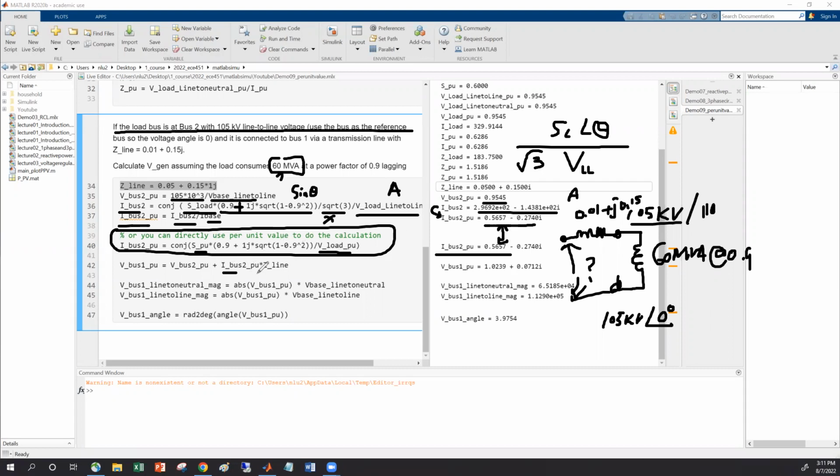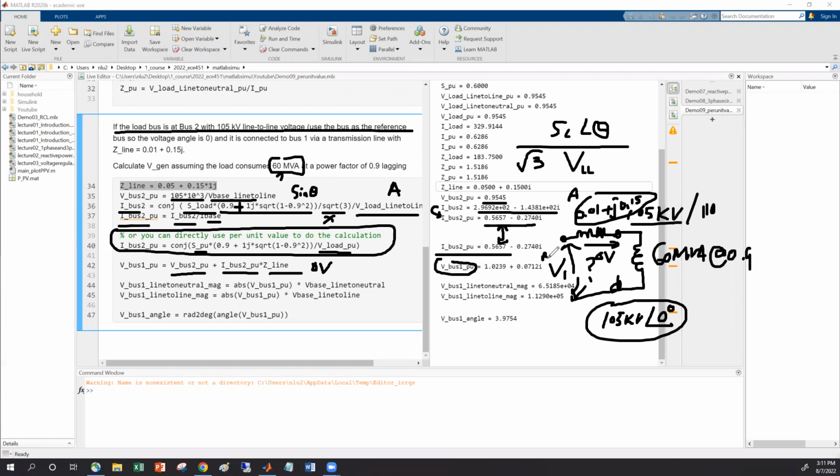So once I have the I value in per unit value, right? We have this I value. We can use this value times this impedance right here, and then that will compute the delta V, okay? And then when we add the delta V to the V load, we will be able to know what this bus 1 voltage is, okay? So that's how we compute the bus 1 voltage in per unit value.